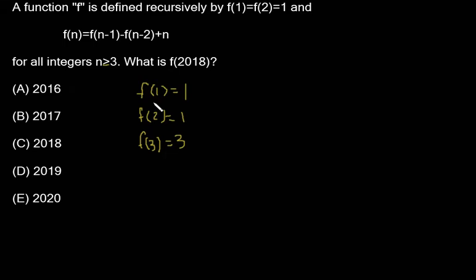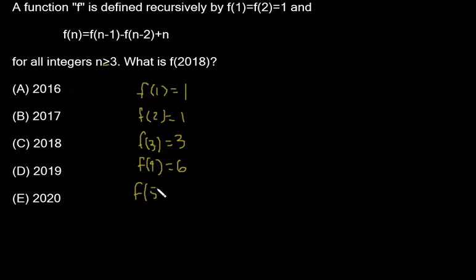Basically, if I plug in f of 4, it's just this subtracted by this, because 4 minus 1 is 3 and 4 minus 2 is 2. So we're just subtracting the two previous terms and adding n, which is what we're plugging in. So f of 4 is equal to 3 minus 1, which is 2, plus 4 is 6. And we're going to keep going down this list.